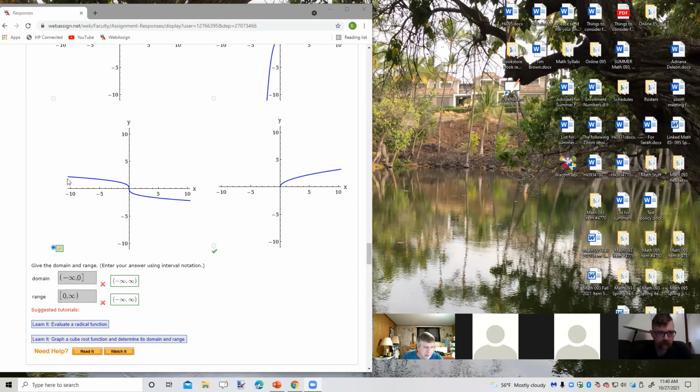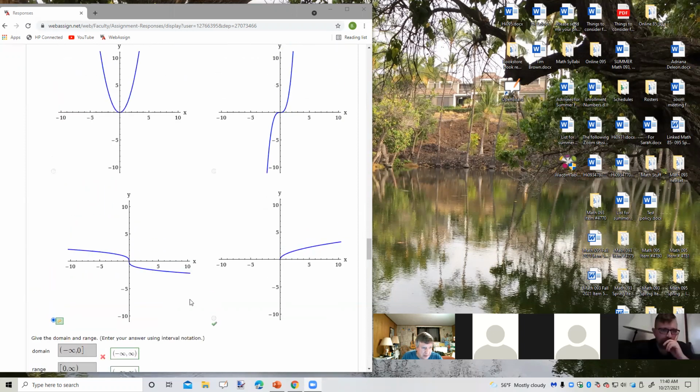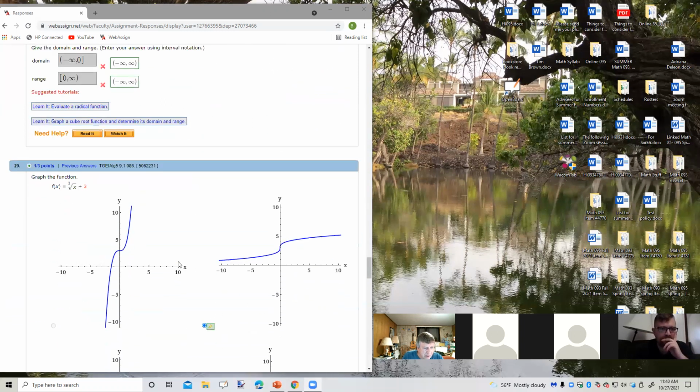Then the range. This is not only going over, but it's going up as well. This is not only going over, it's going down. So as this keeps going down to negative infinity and this goes up to positive infinity, excuse me, your range is also all real numbers. Okay, so that's the deal with that. It should be all real numbers for both the domain and range.